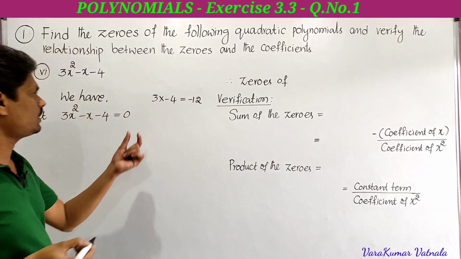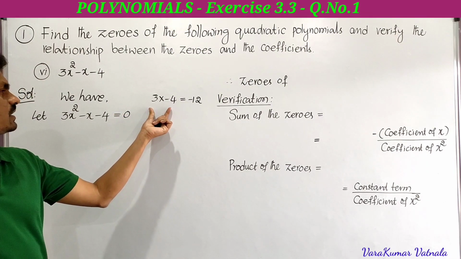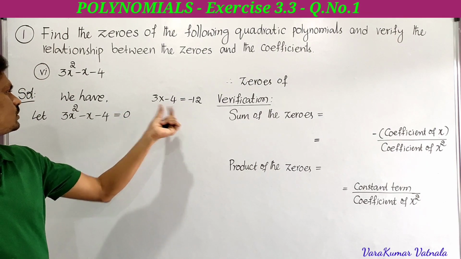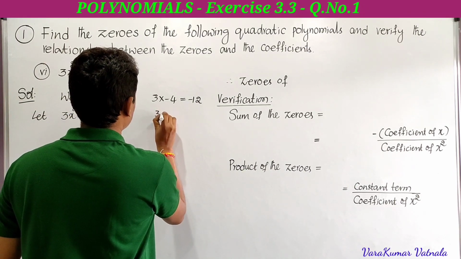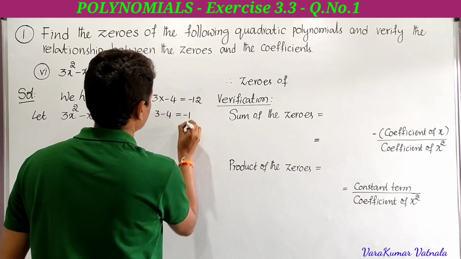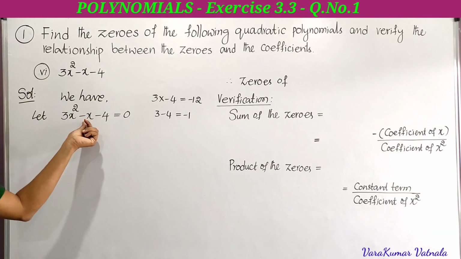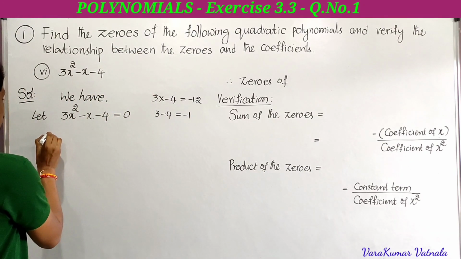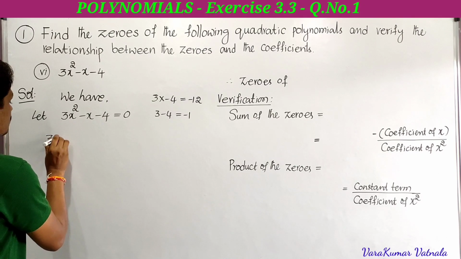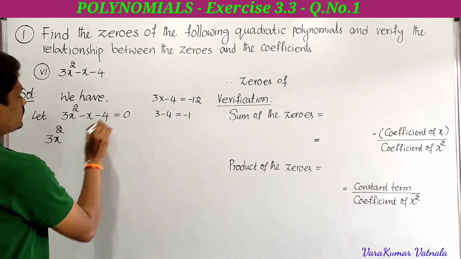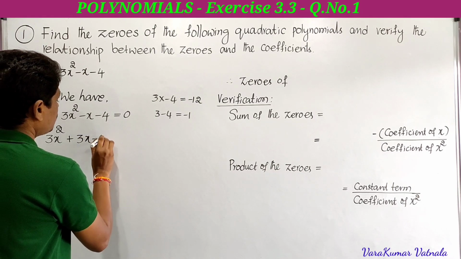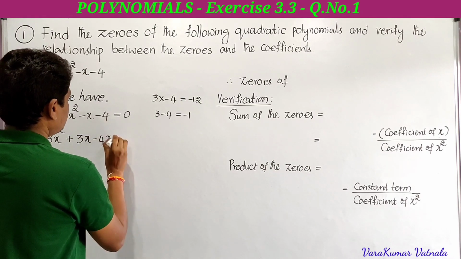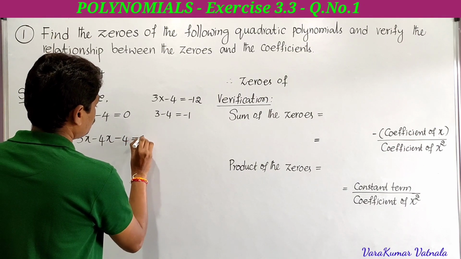So in the same way, these two are the factors itself. 3 minus 4 is minus 1. So these two are the factors again. 3 minus 4 equal to minus 1. Here the coefficient of x is minus 1. So see here how we can write 3x square. This minus x can be written as plus 3x minus 4x. Write this minus 4 as usual.